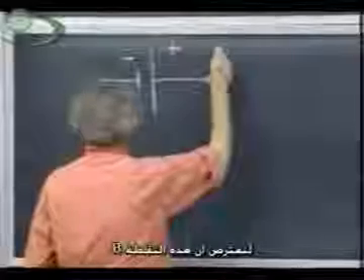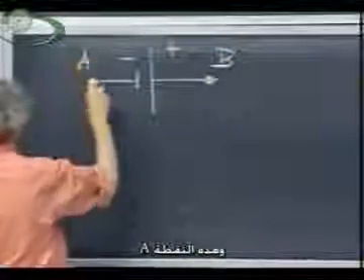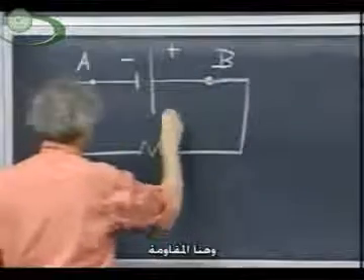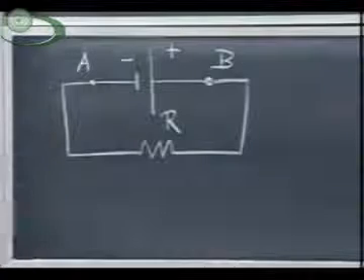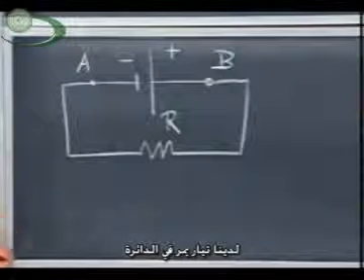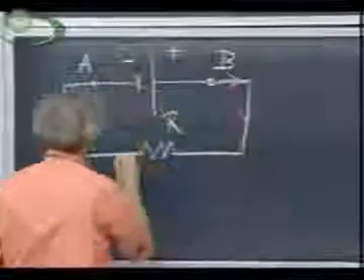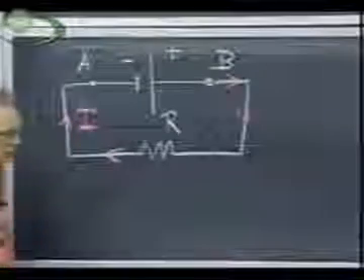The symbol for battery that we will be using in our circuits is this. This is the positive side, and this is the negative side. This is a symbol that symbolizes that we're dealing with a battery. So let this point be B, and let this point be A, and here we have a resistor R. So we have a current going. The current is going in this direction. The current I.